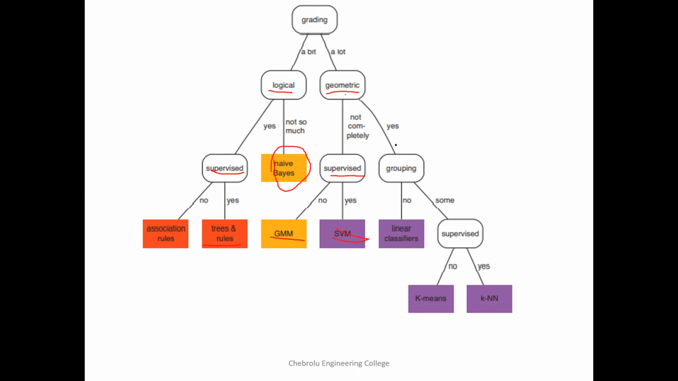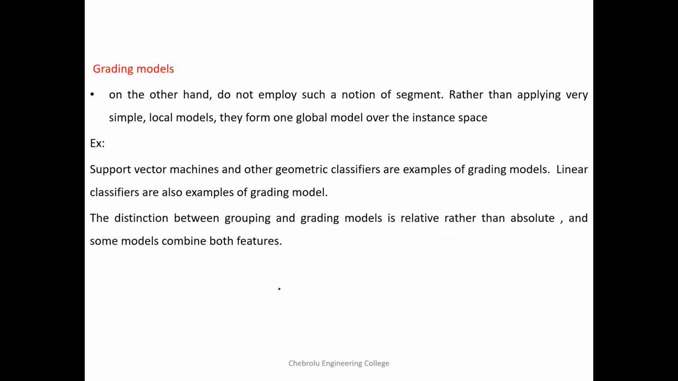Then if geometric grouping is not possible, with linear classifiers and some grouping that can be done, then we say k-means and KNN. So in this textbook, we will be completely going through all these models. Hope you understand. This is called grouping and grading.